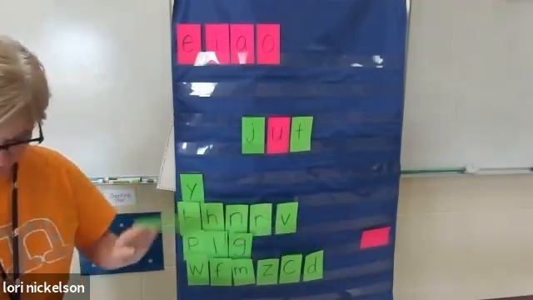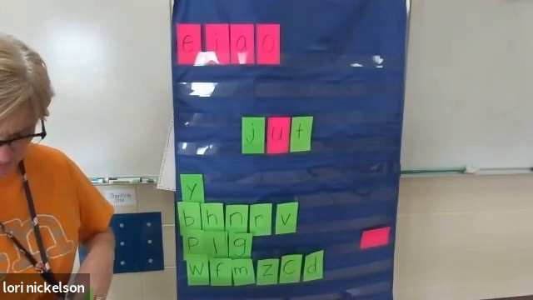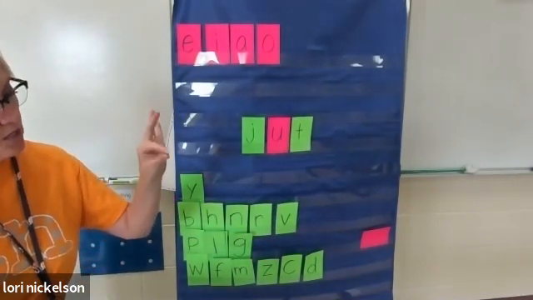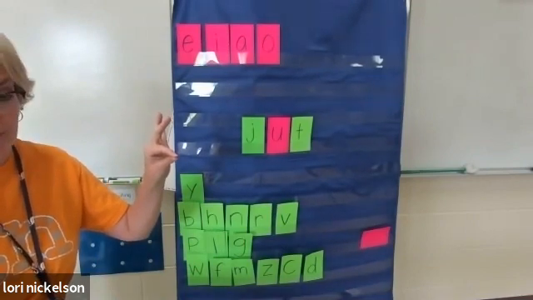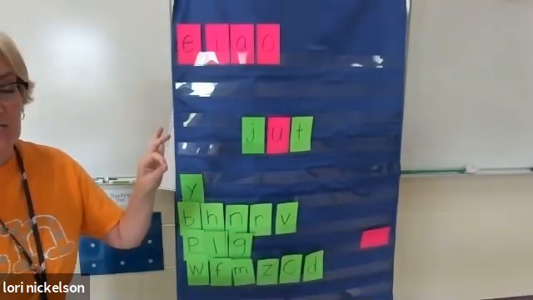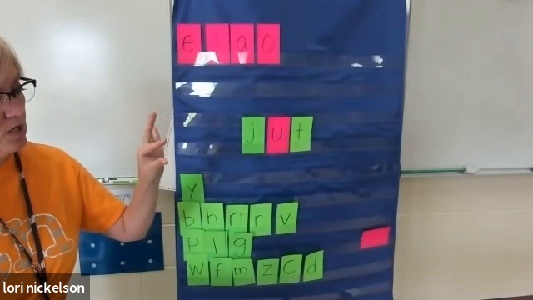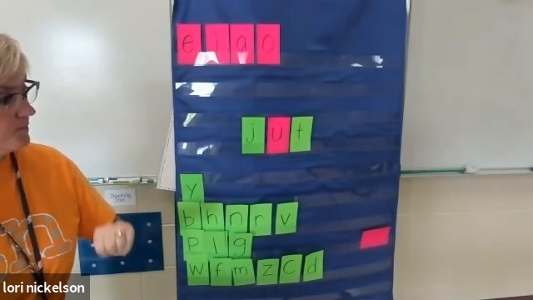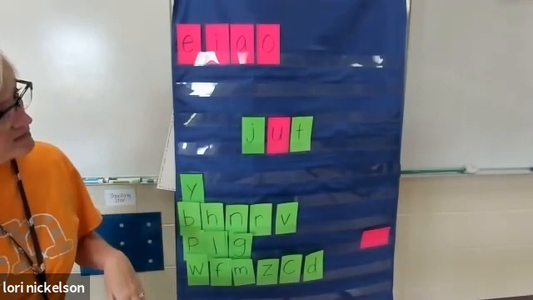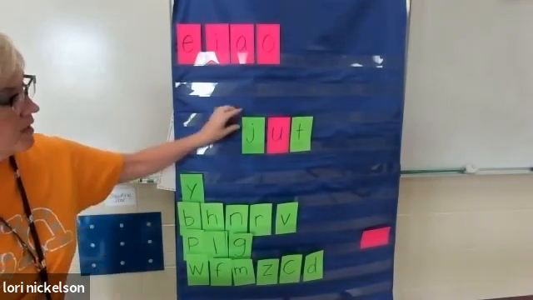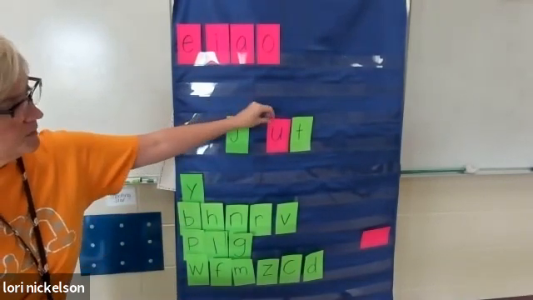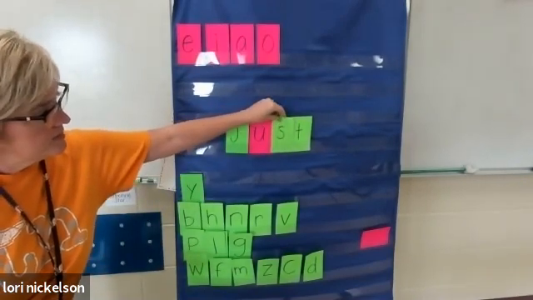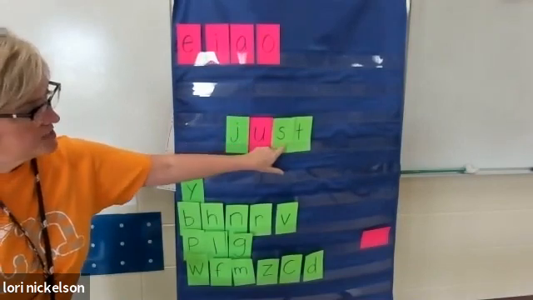Good. All right. So let's think about how many sounds we hear in jut. J, u, t. How many was that? It's 3. So in just, let's see how many sounds. J, u, s, t. So there's 4. Where do you think the s is going to come? It will fall right before the T. Good. So you have the word just.